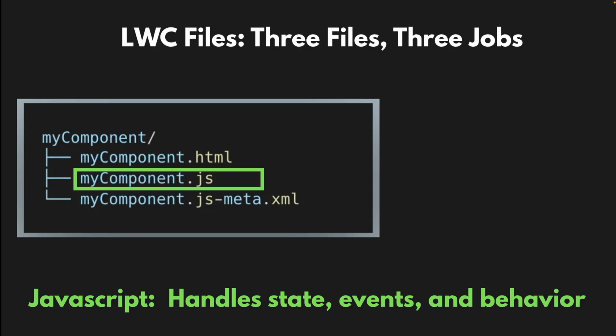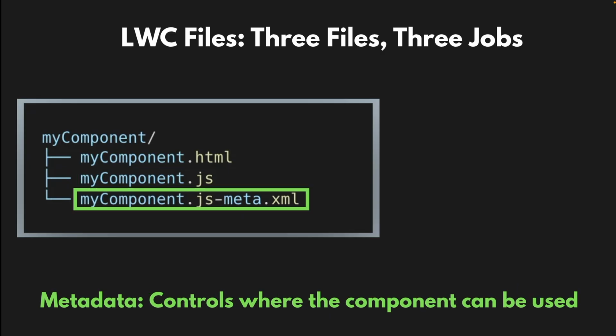In our JavaScript, that's where the bulk of our logic is. We use JavaScript to keep track of variables, to handle the state that our screen is in. We use it to capture events. So if a user hits a button, we want to react to it. That would be an event. And behavior, which is, okay, once the user hits a button, what do we actually want the Lightning Web Component to do? And the last mandatory file for a Lightning Web Component is the metadata file.